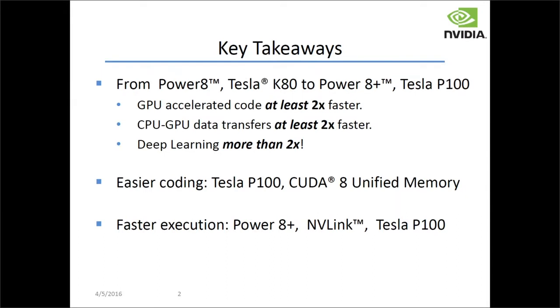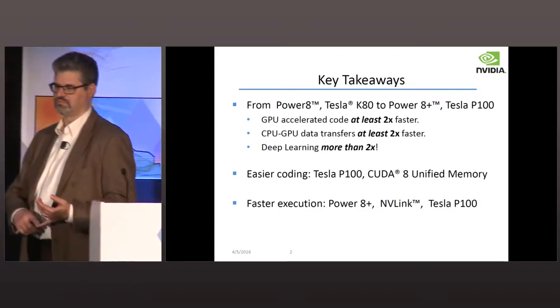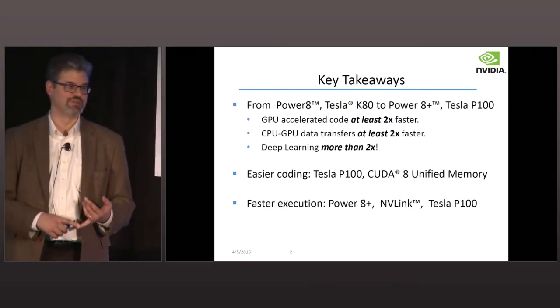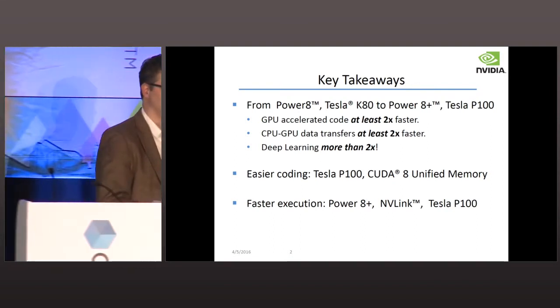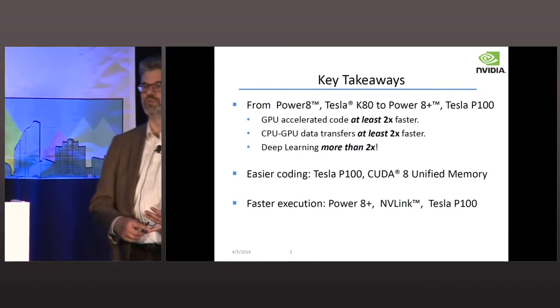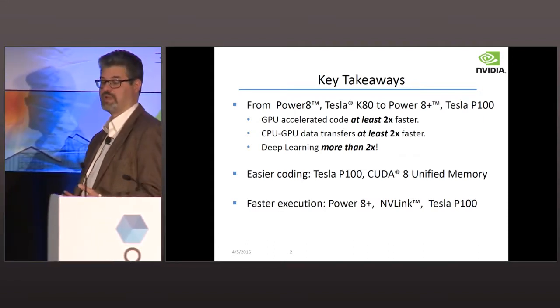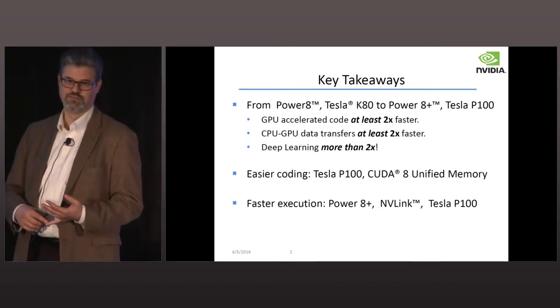So the first one I'm almost going to read is this one. These are the things I want you to take away. I thought I'd tell you these first, and then you'll know what you're listening for through the rest of the talk. If you are already up and running on Power 8 and Tesla K80, which I hope you are, because it's a fantastic platform, then moving to Power 8 Plus and the new Tesla P100 is going to be really easy for you. And your code is going to be, we expect, at least 2 times faster. Probably 3, but at least 2.